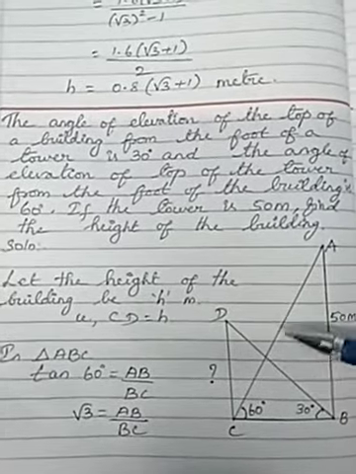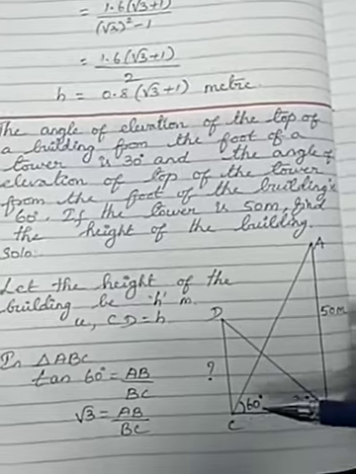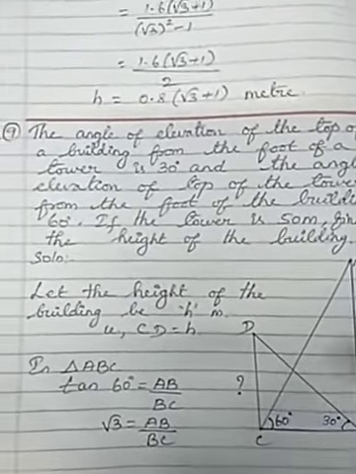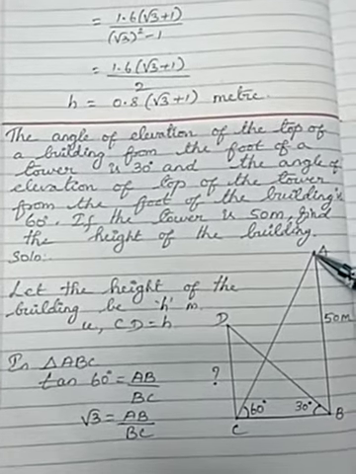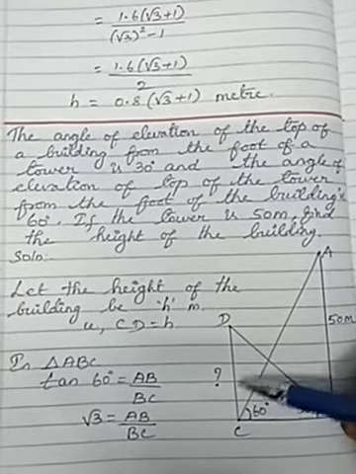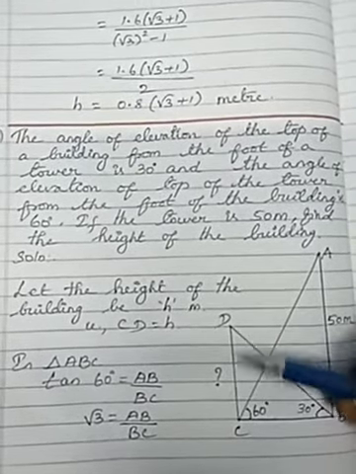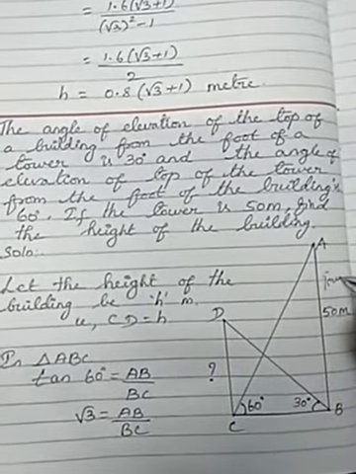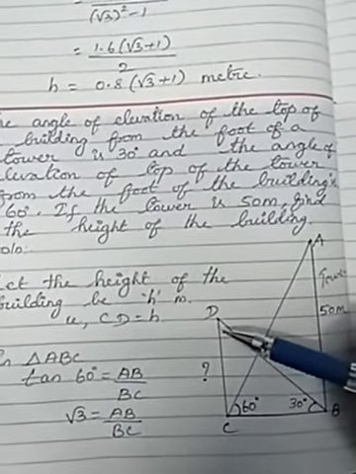So there is a building and a tower. From the foot of the building, if we are looking at the top of the tower, the angle of elevation is 60 degrees. The top of the tower from the foot of the building is 60 degrees. So imagine DC is the building and AB is the tower. The height of the tower is 50 meter. It is given, but we don't know the height of the building.